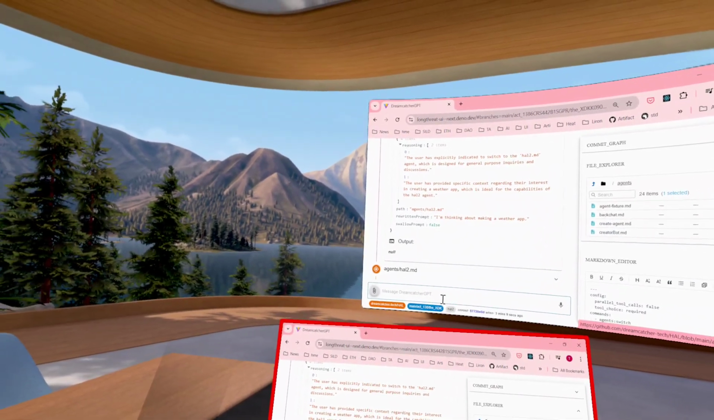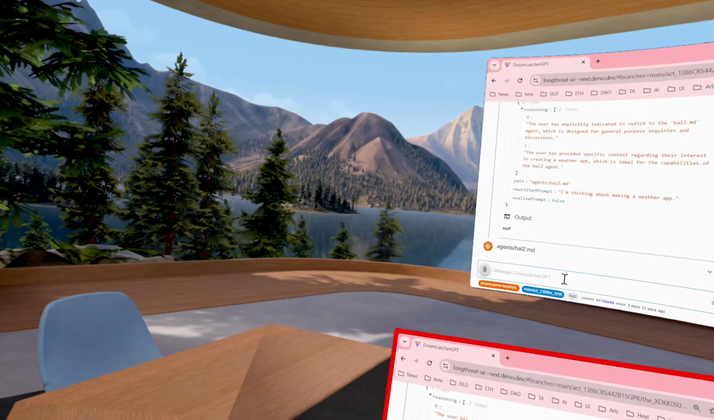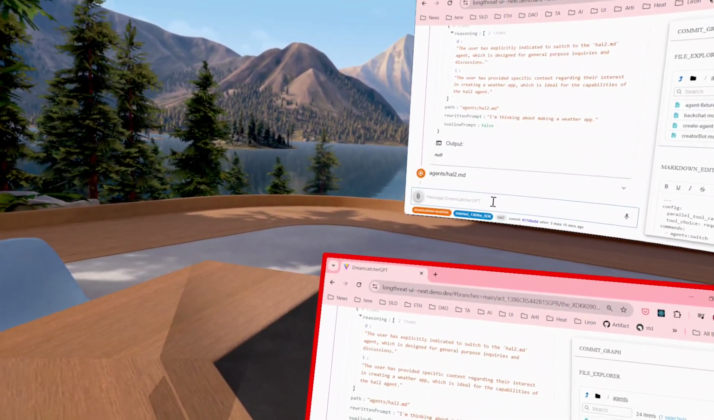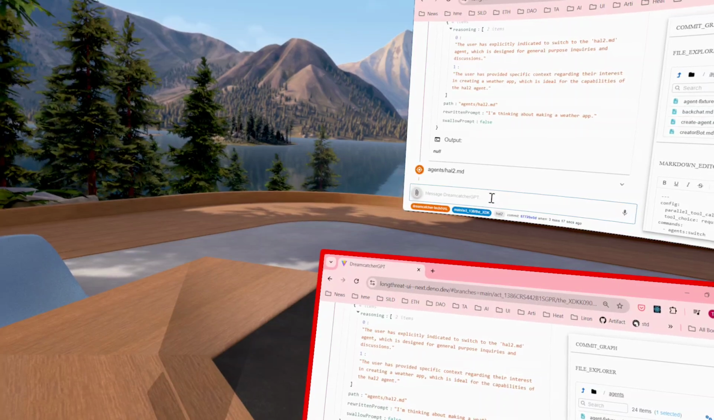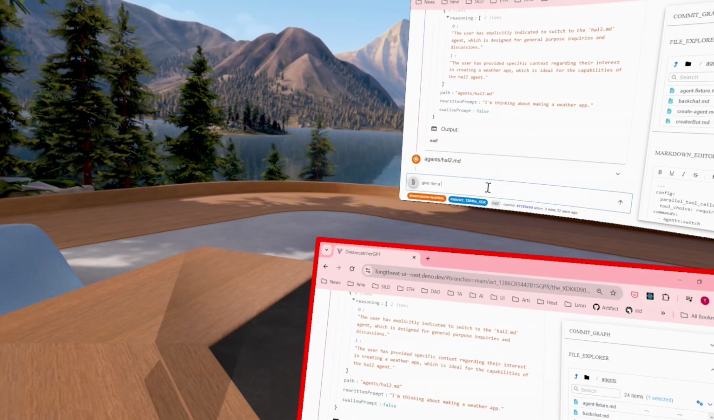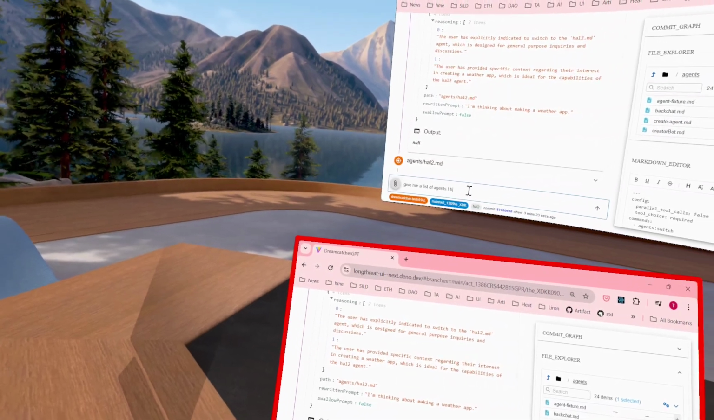Right. Okay. So at this point, if I were to say, see if I want to switch tasks, I know I've got an agent somewhere. It's like, give me a list of agents I have available. How would that handle that?